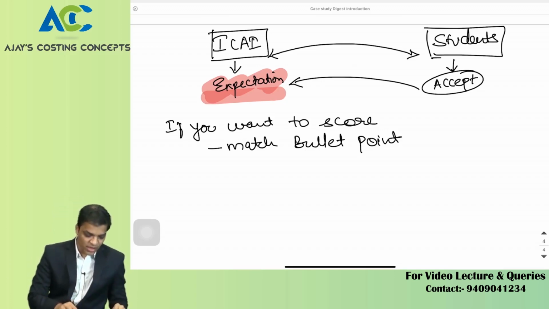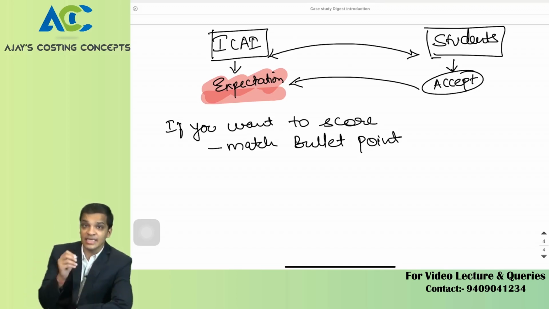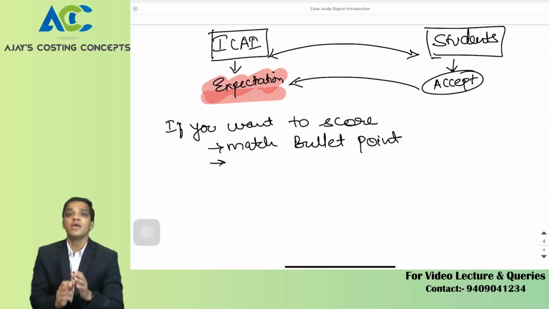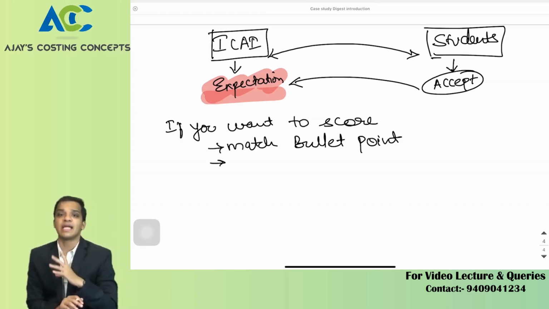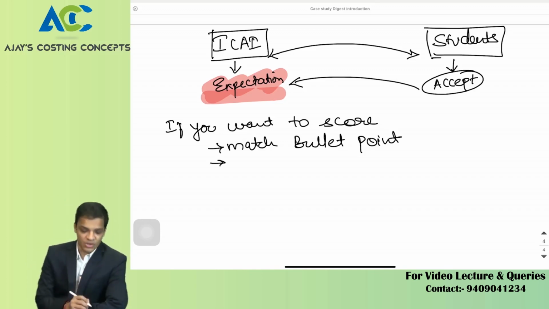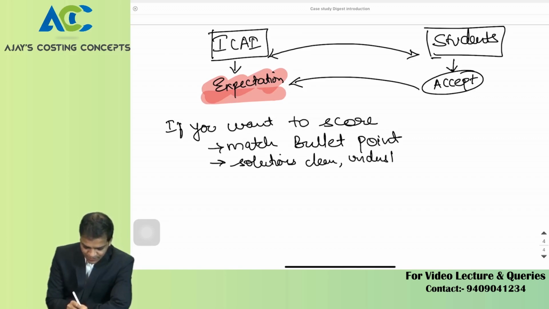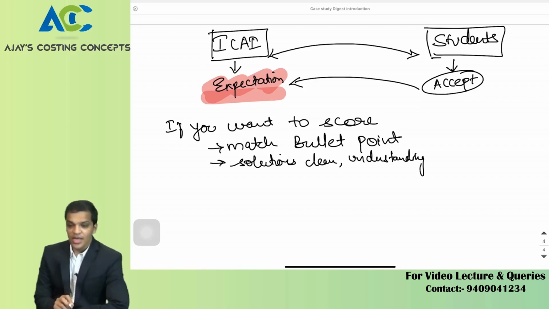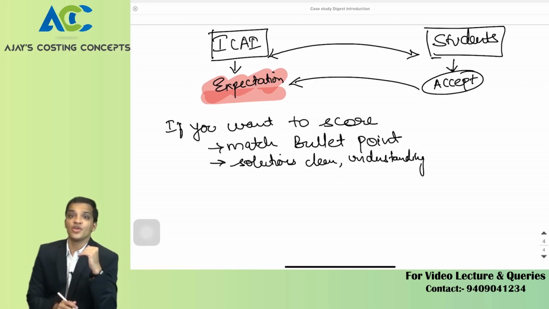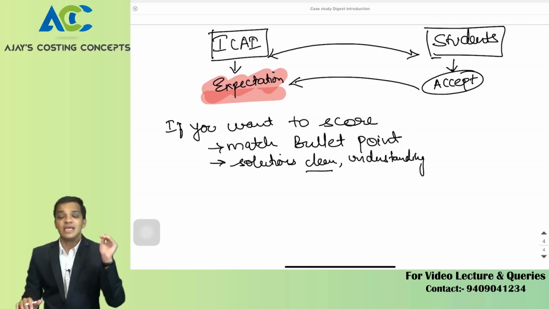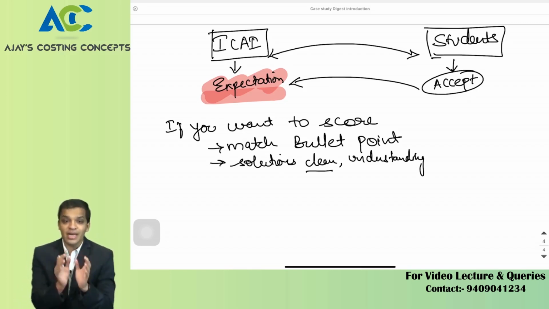Number two, if you want to score, the second thing that ICAI expects from you is that your solution should be neat, clean, and understandable, right? Like in practical questions, solutions should be clean, and they should have an understanding. Understanding in the sense that whatever you write, clean doesn't mean that your supplementary should be clean. It means the solution should be easily checkable, so it's clear what exactly you are mentioning.